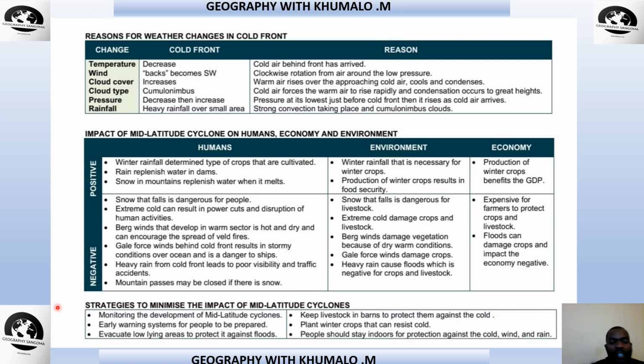Now I want us, without a wastage of time, because we don't have time here, grade 12, the changes, the reasons for the weather changes in a cold front, why it changes. The temperature, the wind, the cloud cover, the cloud type, the pressure, and the rainfall, you have to understand your weather changes in terms of those factors. Temperature decreases as a cold front approaches, the wind backs because it becomes southwesterly from being northwesterly, and cloud cover increases, the cloud type will be cumulonimbus clouds, the pressure will decrease, then it increases after, and will have a heavy rainfall over a small area.